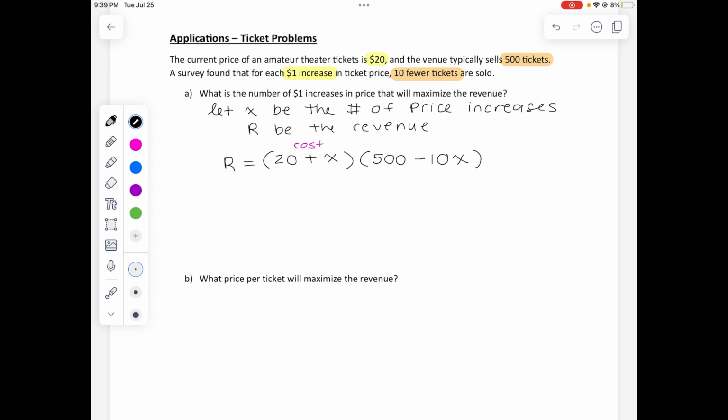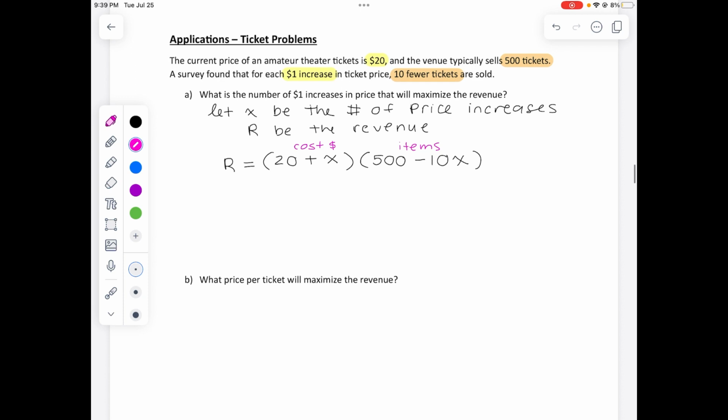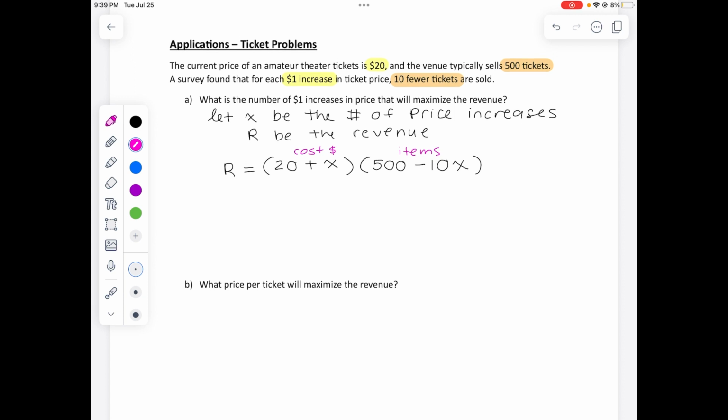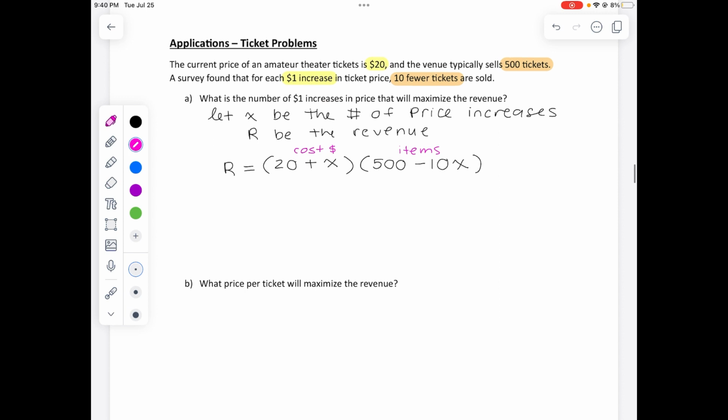Okay, so that's how you go about setting up your equation. One bracket will always be the cost, or the money, and then the other bracket is going to be the items. Like I said, in this case it's tickets, but it's not always. So that's how you set up your equation. X will always be the number of price increases, R or whatever, Y can be your revenue, and then you have two brackets and you keep them isolated. Similar to the area problems, you might be tempted to expand this to look more like a quadratic, but don't, because it will just make more work for you.